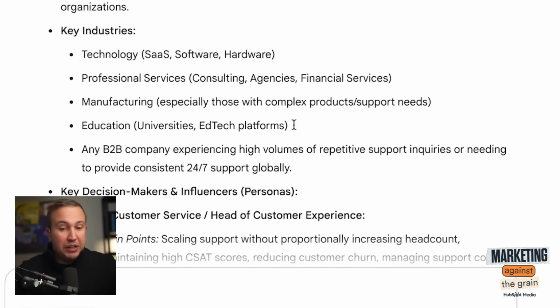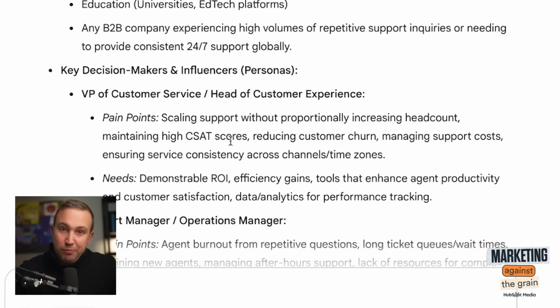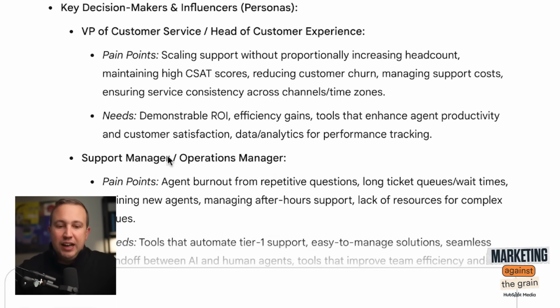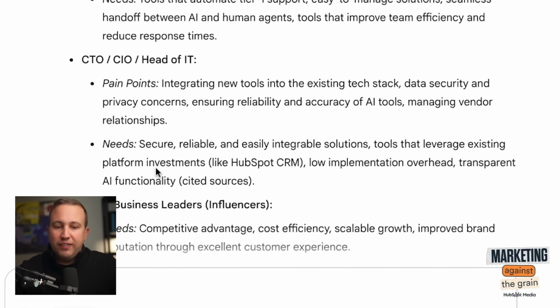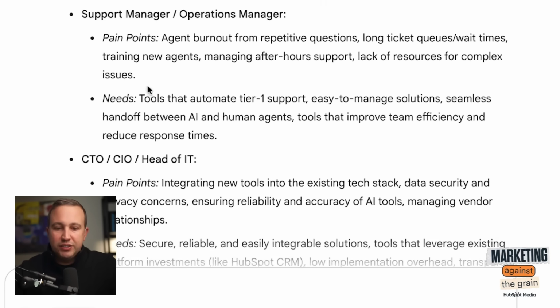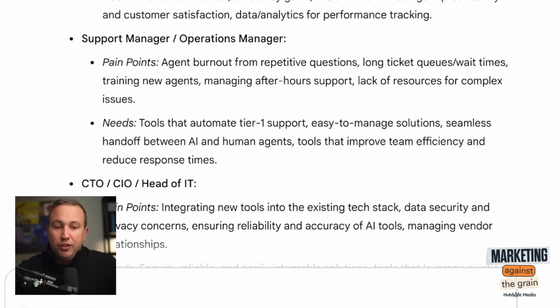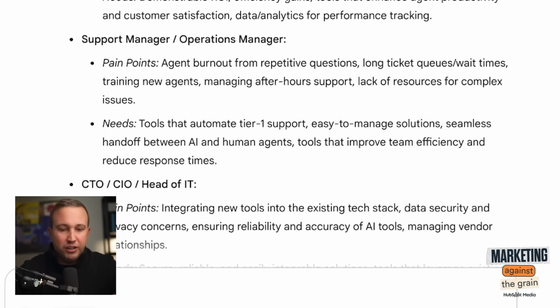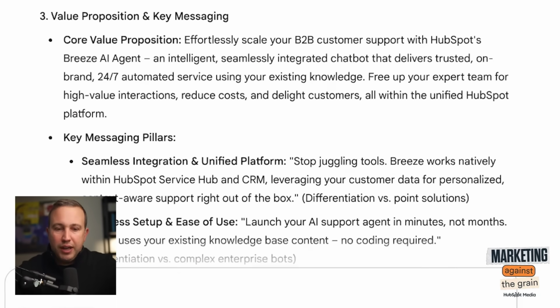Showing key industries. Yeah, these are looking like some really good key industries for us. Key decision makers, personas. I didn't tell it to break out personas. This is a good example of, wow, it's doing some really great reasoning. Customer service, VP of customer service, support managers, CTO, CIO, head of IT, CEO, business leaders. These are all the right personas. These are all the type of people who would be making a decision about the product. So far, very good work in terms of setting the stage for a campaign.